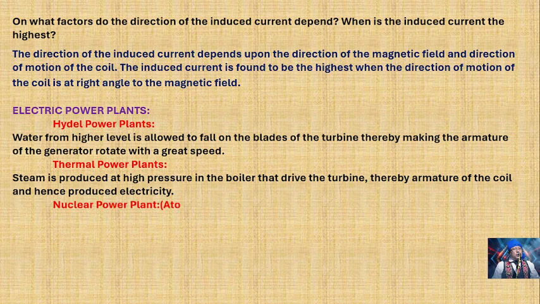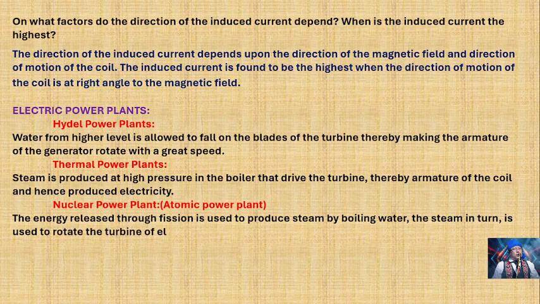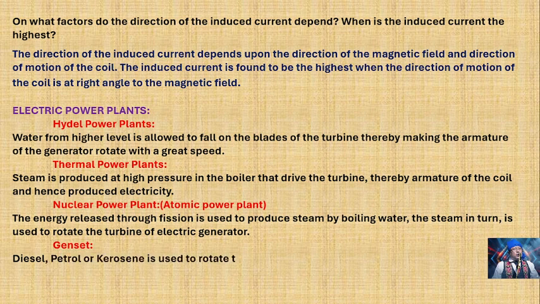Nuclear power plants, atomic power plants, the energy released through fission is used to produce steam by boiling water. The steam in turn is used to rotate the turbine of electric generator. Genset: diesel, petrol or kerosene is used to rotate the armature of the coil of the generator and hence produce electricity.